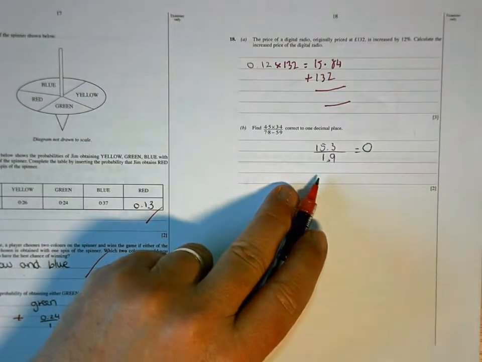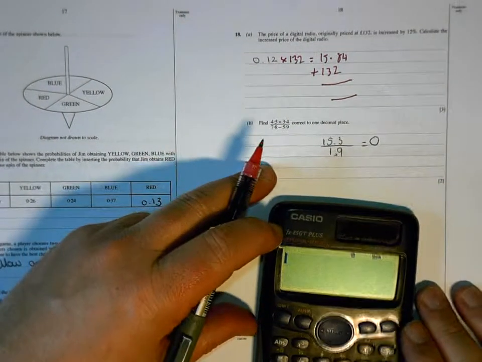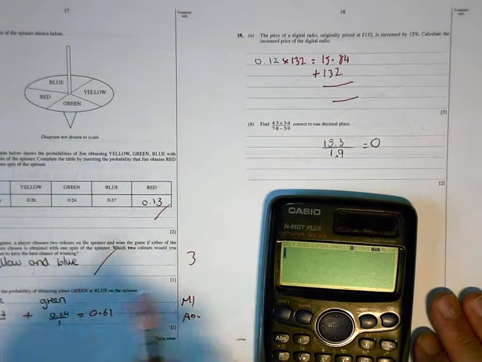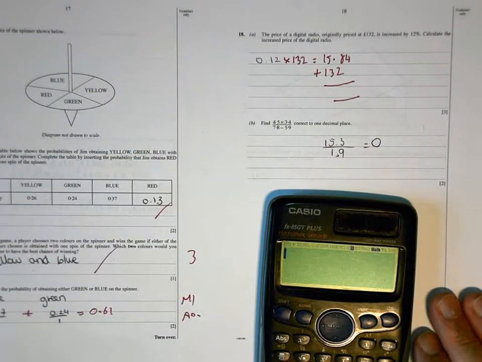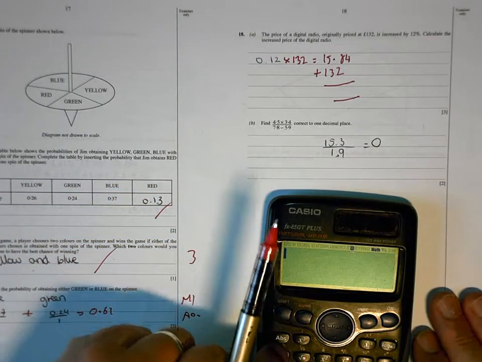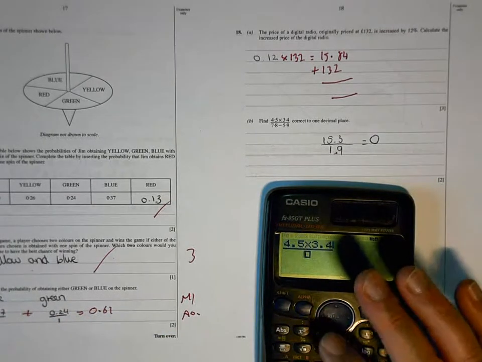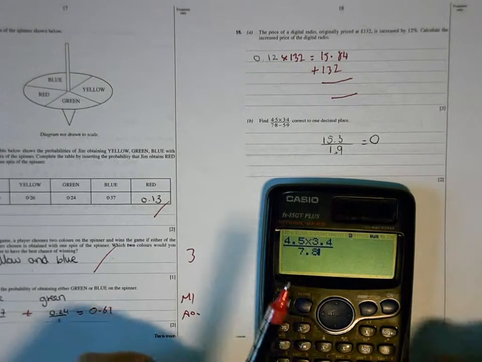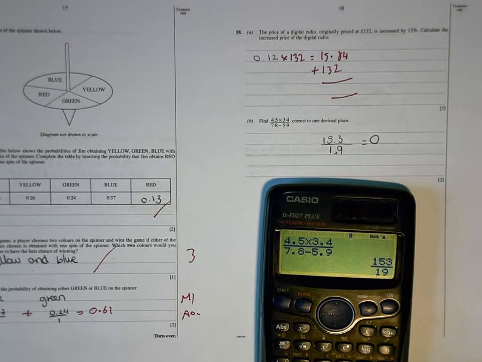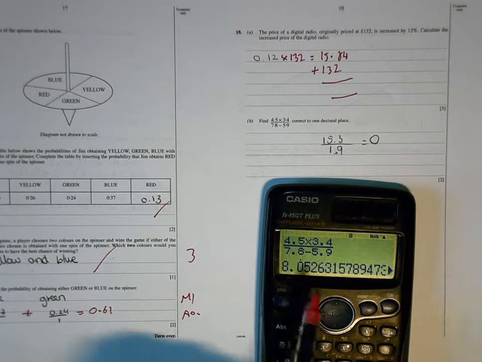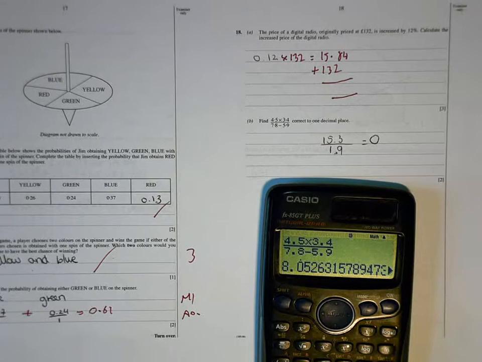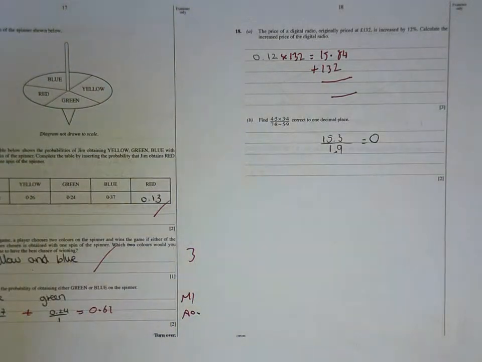This one, just do it on your calculator. I'll show you in class tomorrow, but okay, you can set it up exactly as it is there. You don't need to separate it out as you have done, although there's nothing wrong with that. But on your calculator, fraction button, 4.5 times 3.4 on top, 7.8 take 5.9 underneath, turn it into a decimal, 8 point, and then for one decimal place it's either going to be 8.0 or 8.1. Because the next digits are 5 or more, it's closer to 8.1. So 8.1 is what we're looking for there. 4 for the page.